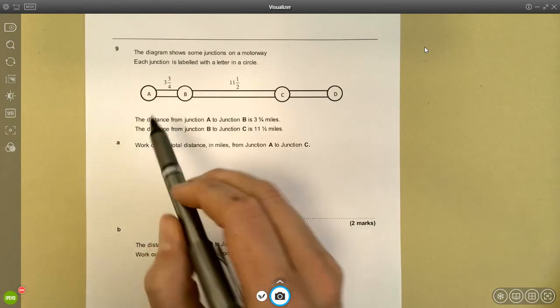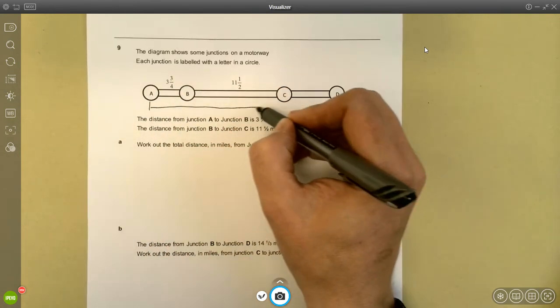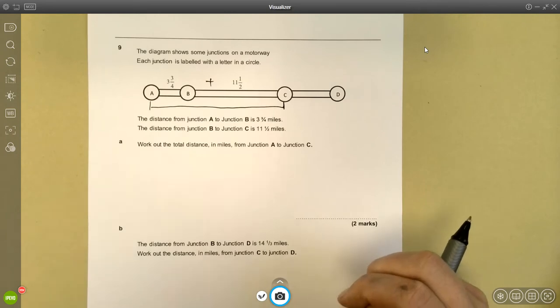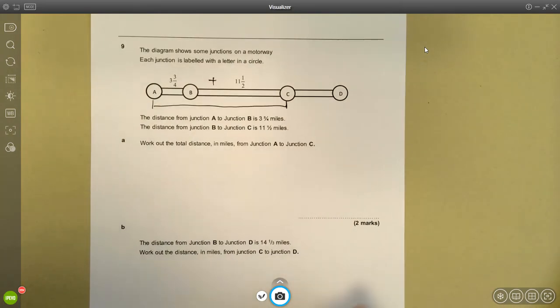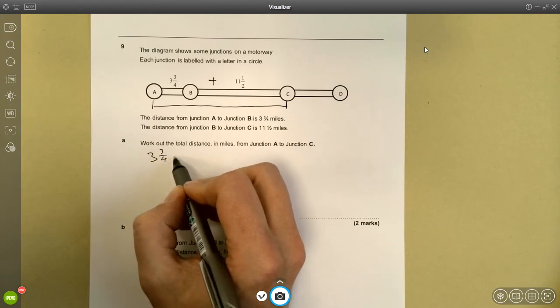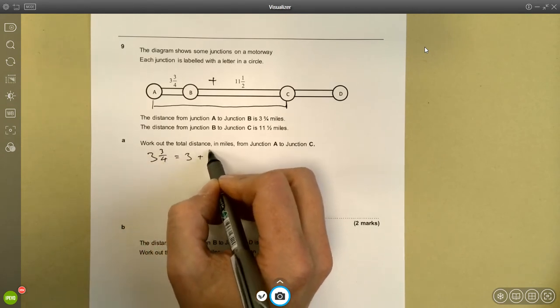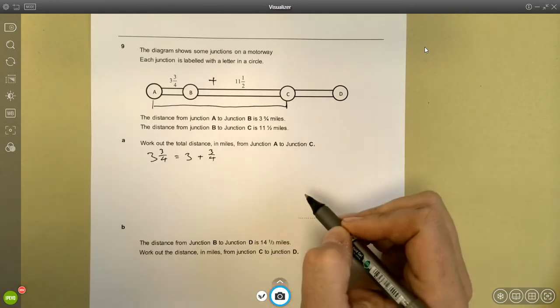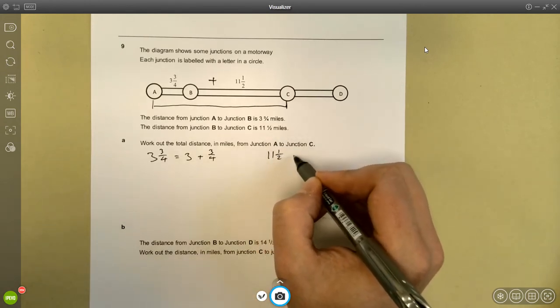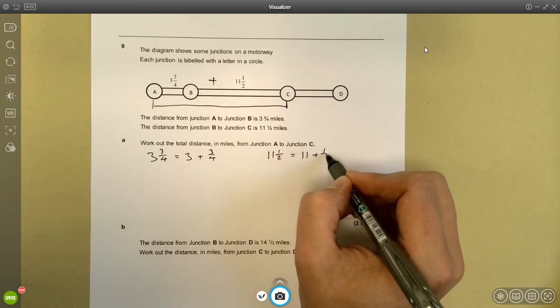We want the total distance here, so we want this total distance here. So really, it's just an add question. Now, they're mixed numbers, but don't panic. 3 3/4 is just 3 and 3/4. All right, 11.5 is just 11 plus a half.